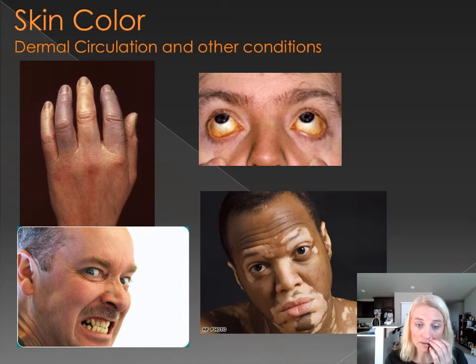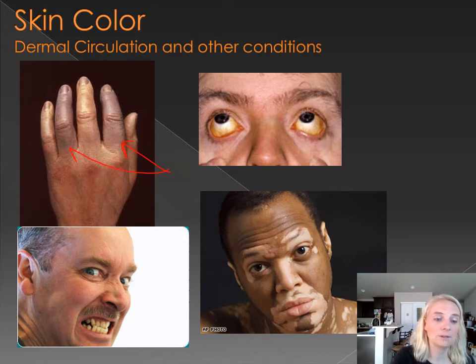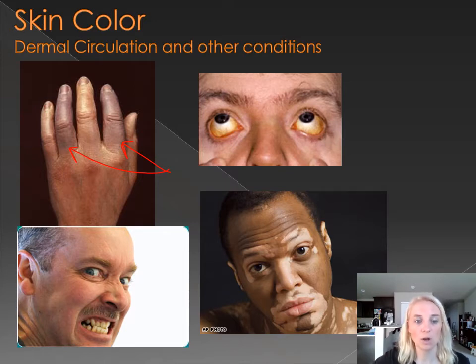There are a few things that could affect your skin color. We have dermal circulation. So here in this picture, we can see that these fingers are turning bluish. This is what we call cyanosis due to a lack of blood flow. So there is something going on with that patient's hand where those two fingers are not getting the proper blood supply. And so when you don't have the red blood circulating through your tissues, you look kind of purpley gray. That's kind of the color of our tissues without blood.